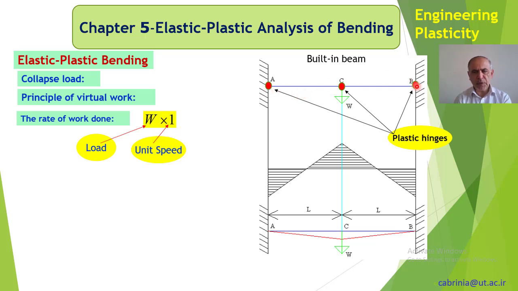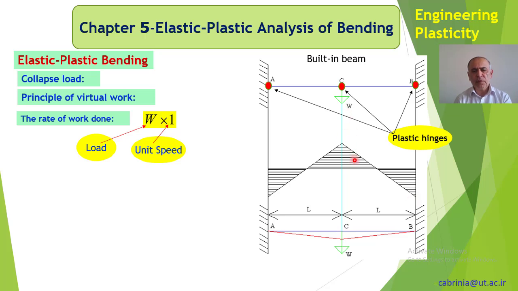Obviously this is a built-in beam and it cannot move, but what we assume is some plastic hinges. What does plastic hinge mean? These points shown here, we assume that when the beam becomes completely plastic, there form points or zones, like A, C, and B, which are completely plastic, because here we have the maximum plastic bending moment, here we have it, and there as well.